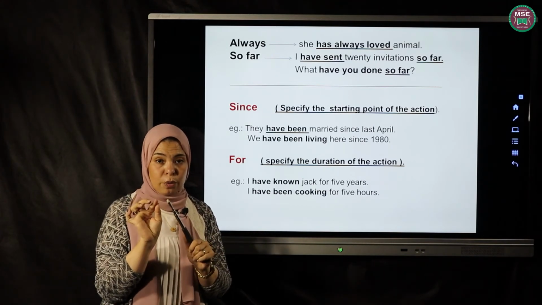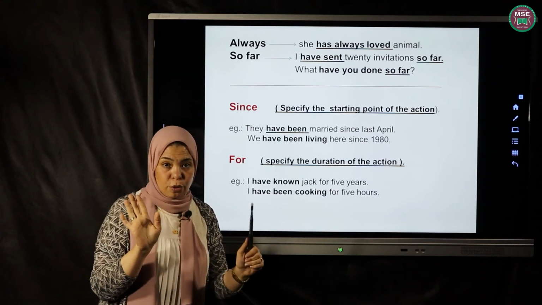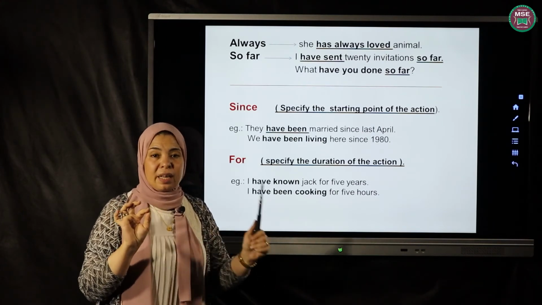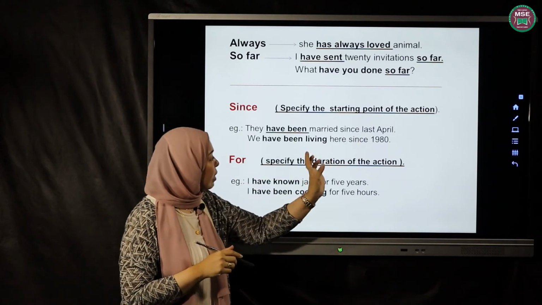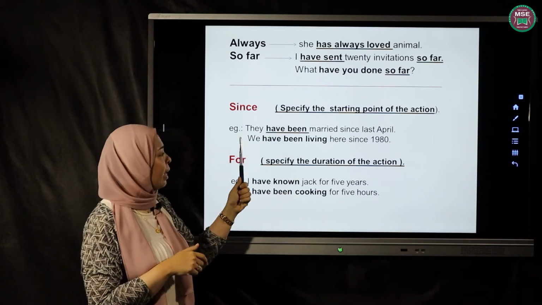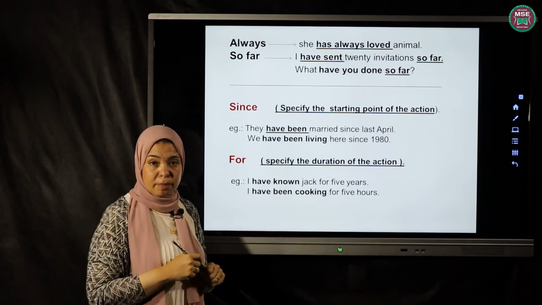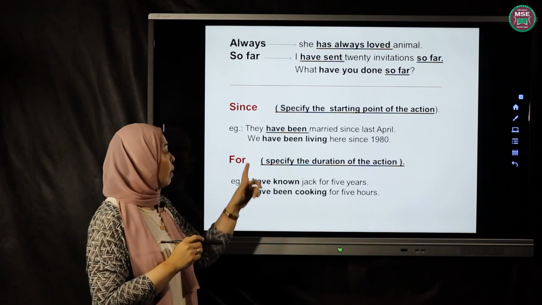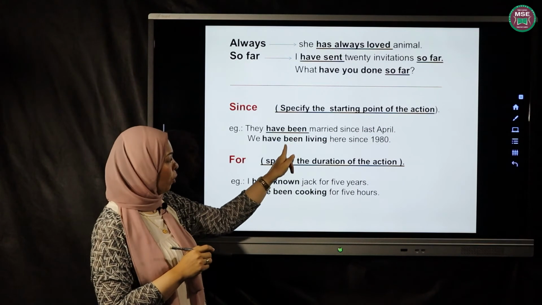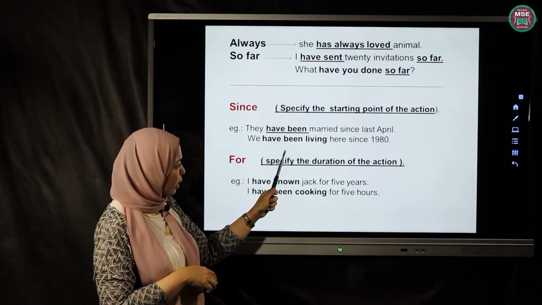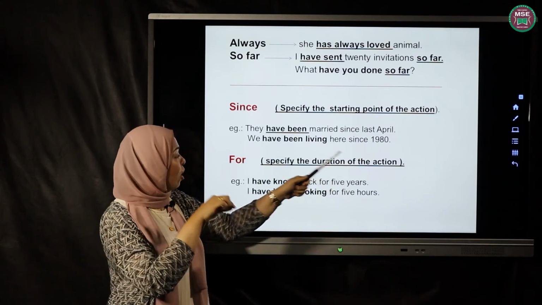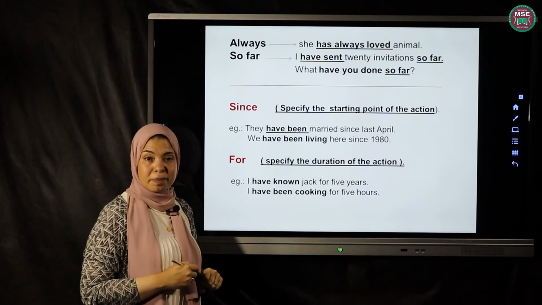I don't know, are they still married or not? I don't know. This is not the main task or the main meaning here. I just put the focus on the starting time of the action of being married. So they have been married since this time. So it's just the starting time. We have been living here. It's progressive form. This is simple form and this is progressive form. And also we use since 1980. Since this date until now, they have been living here.